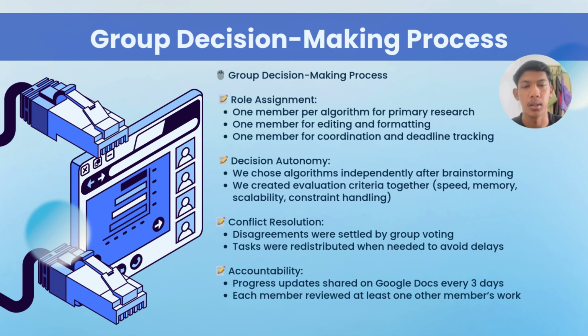Second is decision autonomy. We chose algorithms independently after brainstorming. After sharing ideas together, each person chose their own algorithm based on what they liked or understood best.